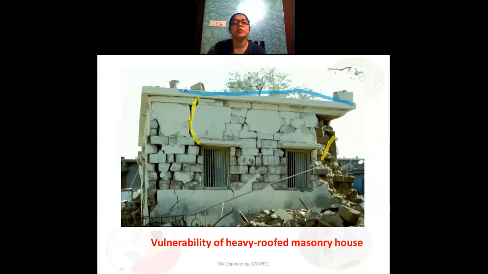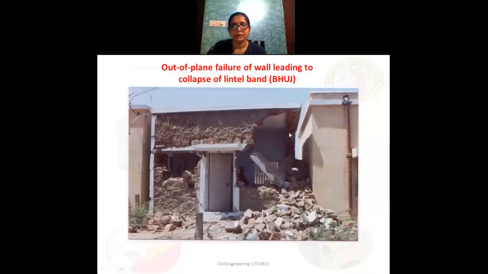Due to this heavy roof, when the earthquake happened, the maximum load from the roof had to be carried by these two walls. Compared to the walls, the strength of the roof is more. So during earthquake motion, in addition to the ground motion, the walls had to carry the heavy roof. The vulnerability of this masonry house was more, and the cross wall has been damaged completely. This we have already discussed.